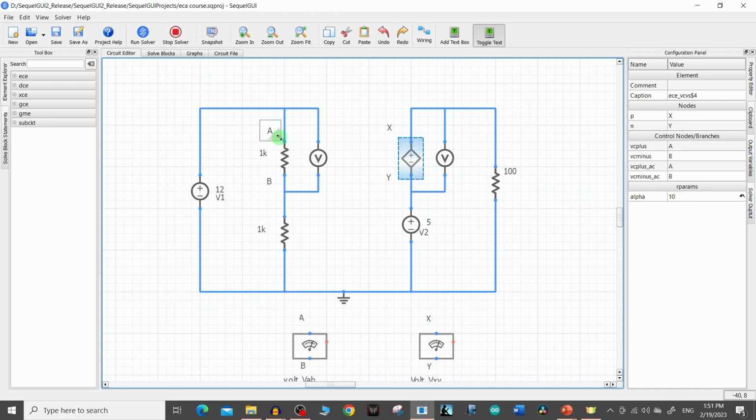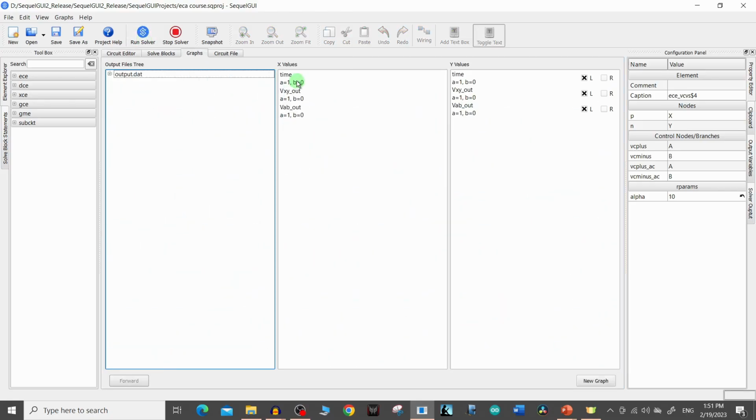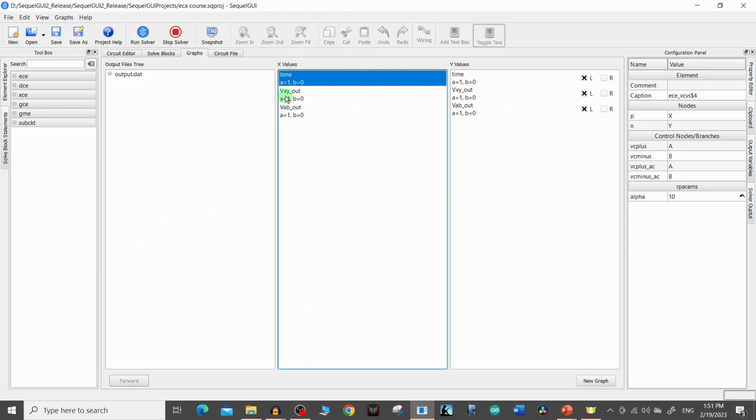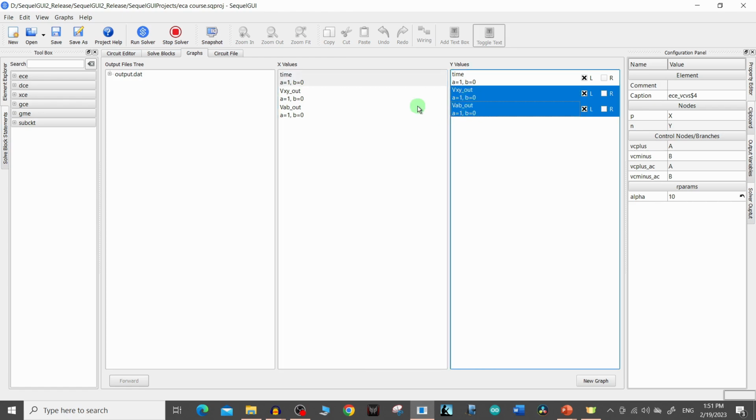Now you will see V1 is going to change from 0 to 12 in 100 milliseconds. After that, it will become constant. So VAB also will change accordingly, and Vxy also will change accordingly. But Vxy and VAB are tied by the relation that Vxy is equal to 10 times VAB. So let's run the software here. I need the x-axis as time, so I'll select the x-axis as time, and I need the graphs Vxy and VAB. So I'll plot the graph here.